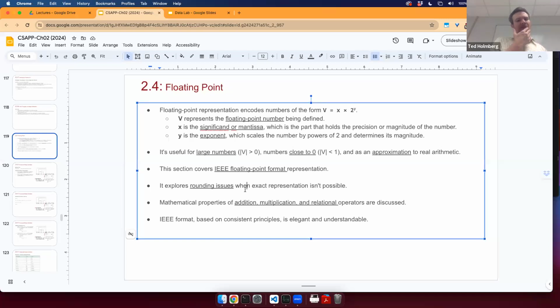And so one of the big things it's going to explore is the rounding issues, which can affect our representation. So we'll cover that a little bit more in detail in these slides. And again, the mathematical properties are going to be addition, multiplication, and relational operators.